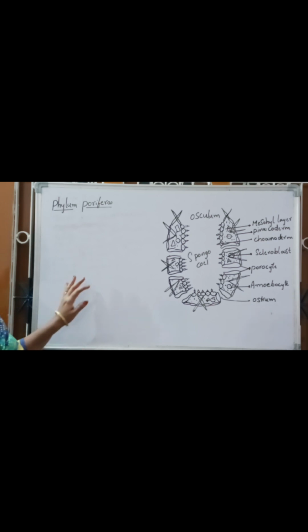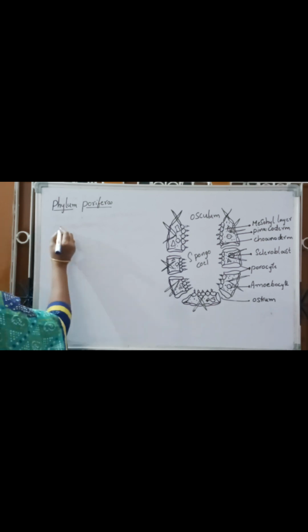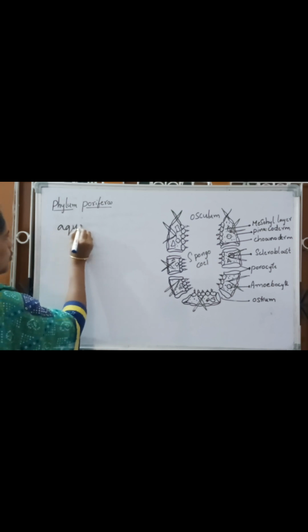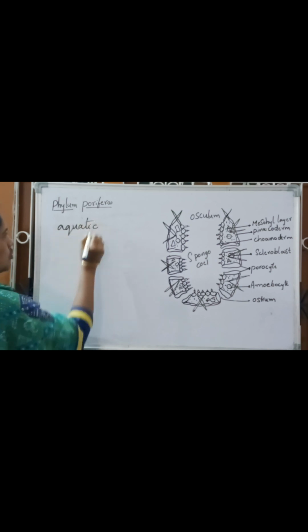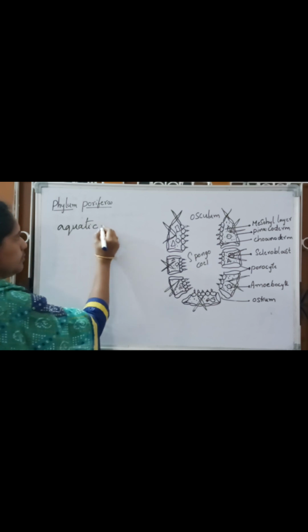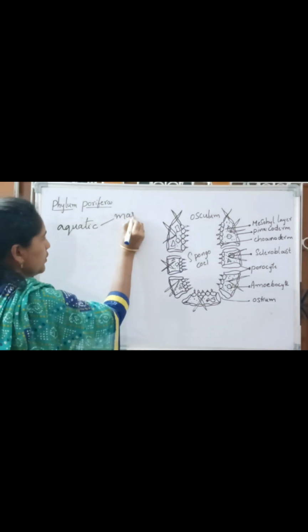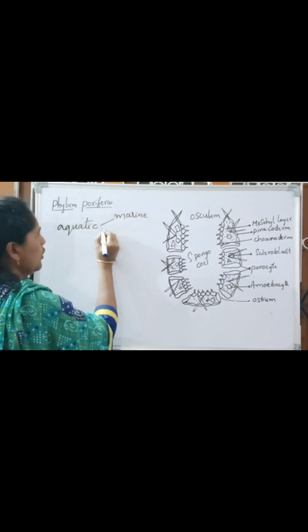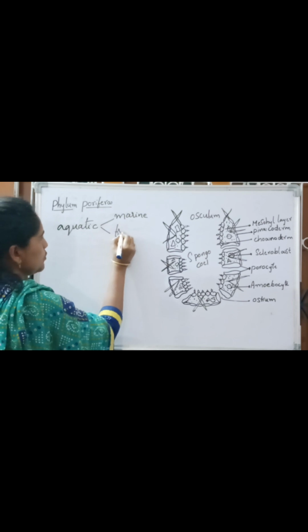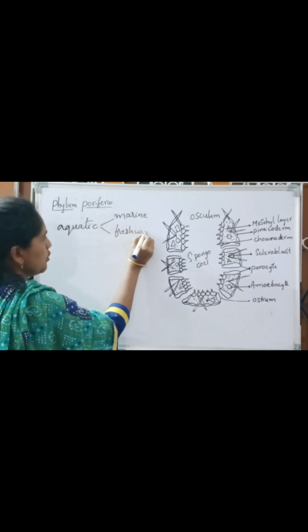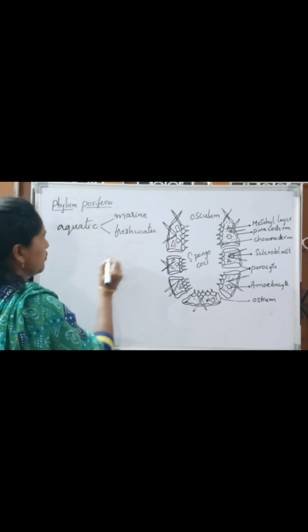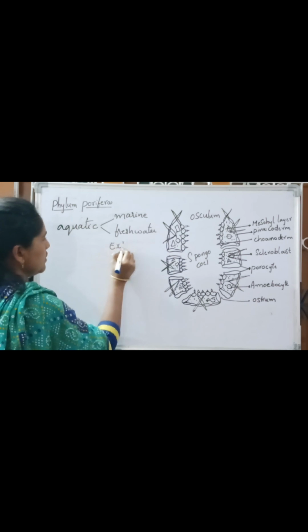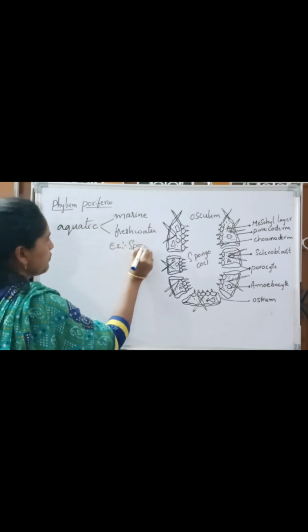First one, habitat. Poriferans live in an aquatic habitat. Aquatic means water habitat. Most of them live in marine water, and only one freshwater sponge is there, that is Spongilla. For freshwater, the example is Spongilla.